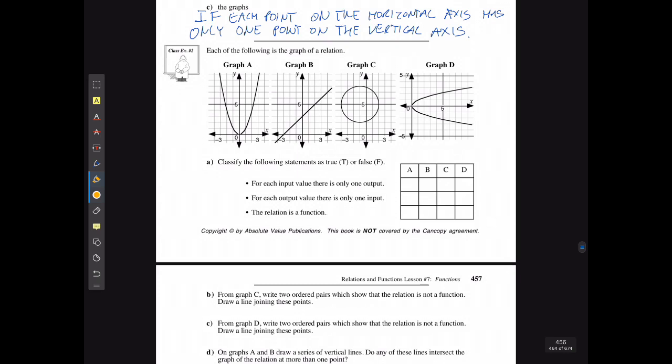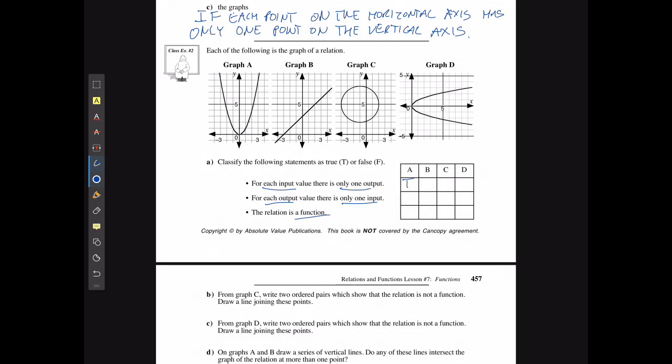Alright, so for each of these graphs, we're going to state whether for each input there's only one output, whether for each output there's only one input, and whether it is a function. Well, for the first one, for each input, there's only one output. For every x value, there's only one y value. That is true.